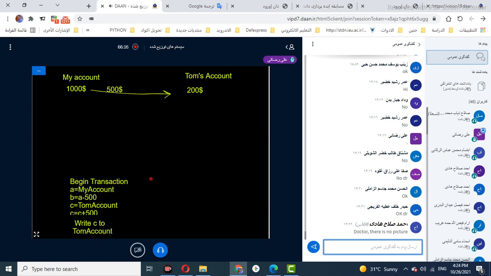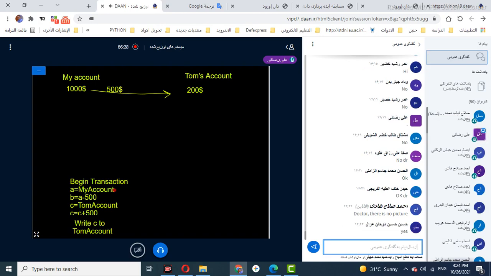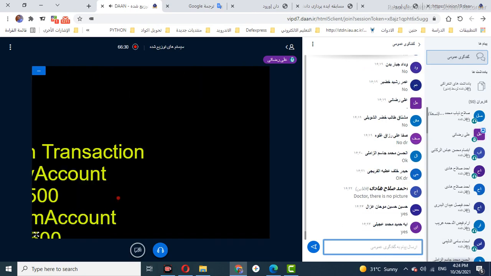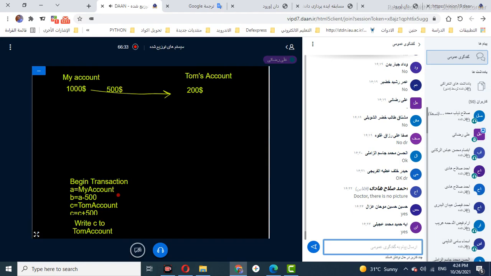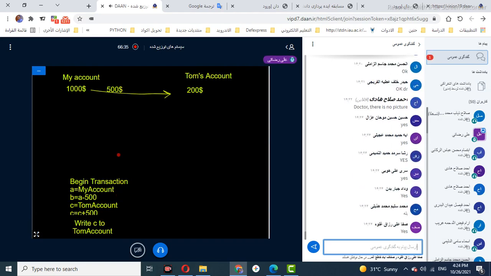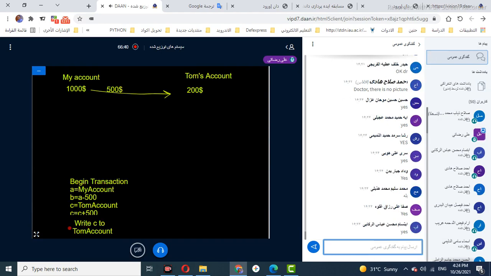Okay, now it's correct. Just please, everyone, can you see the image now? Can you see the image and the writings on that? Okay, perfect. Okay, so please study this transaction here. Please read the command.